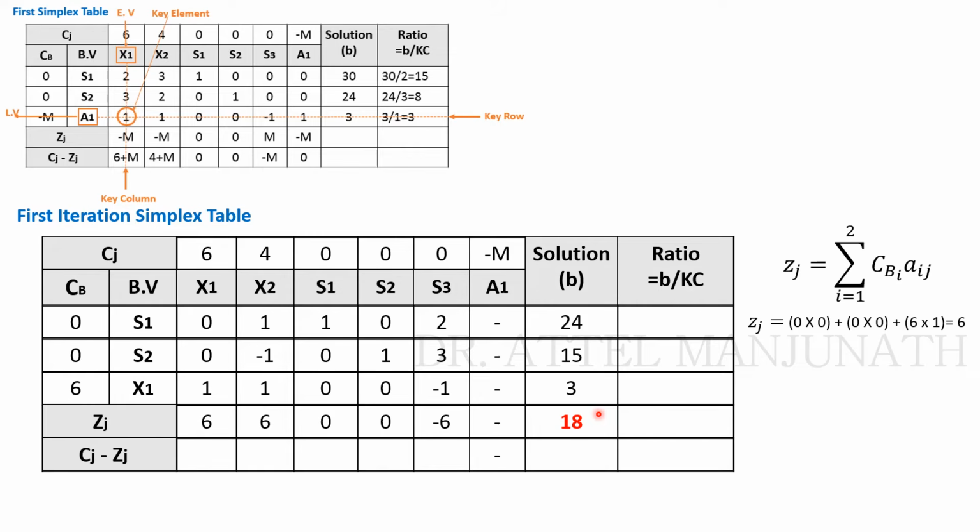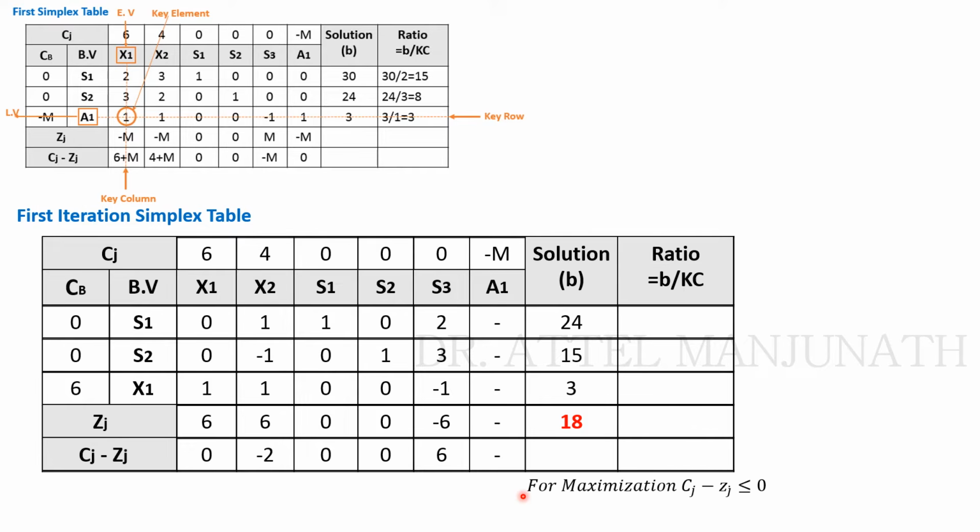This is the solution value for the first iteration simplex table. This is not the final solution, this is the first iteration simplex table solution. Now we will see the net evaluation row, that is Cj minus Zj. Now calculate the Cj minus Zj. 6 minus 6 is equal to 0, and here 4 minus 6, you get minus 2, and here 0 minus 0, 0, and here 0 minus 0, 0, and here 0 minus of minus 6, it becomes plus 6.